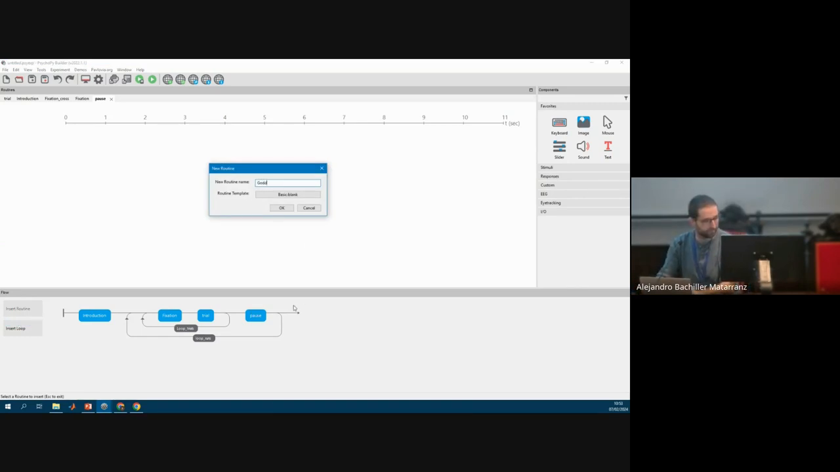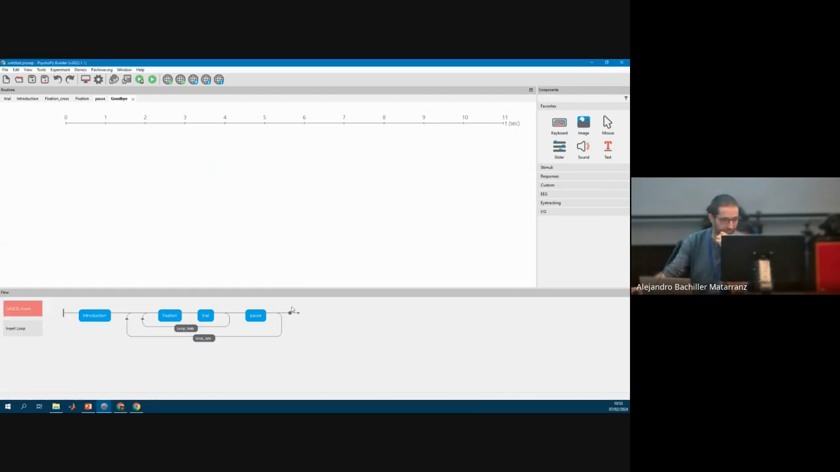Okay, and finally, I can introduce a routine. Goodbye. Goodbye, thank you. Okay, and this there. So that's all. This is our first computerized task. Now it's necessary to fill all these blocks.